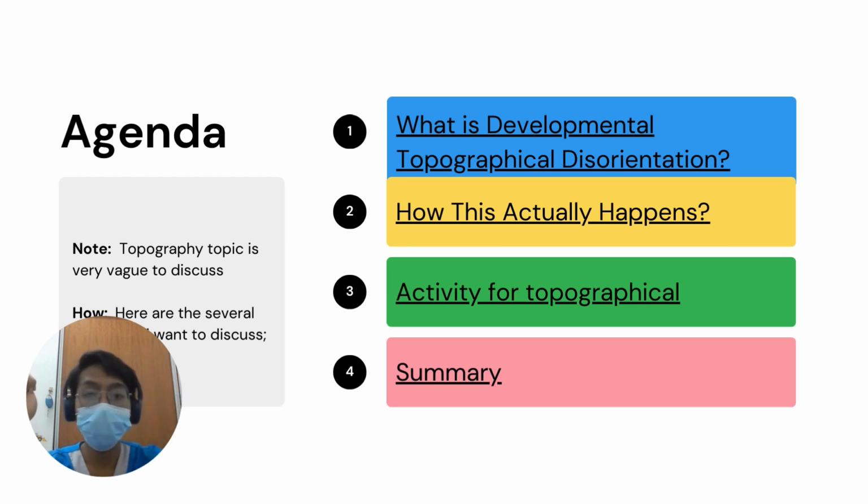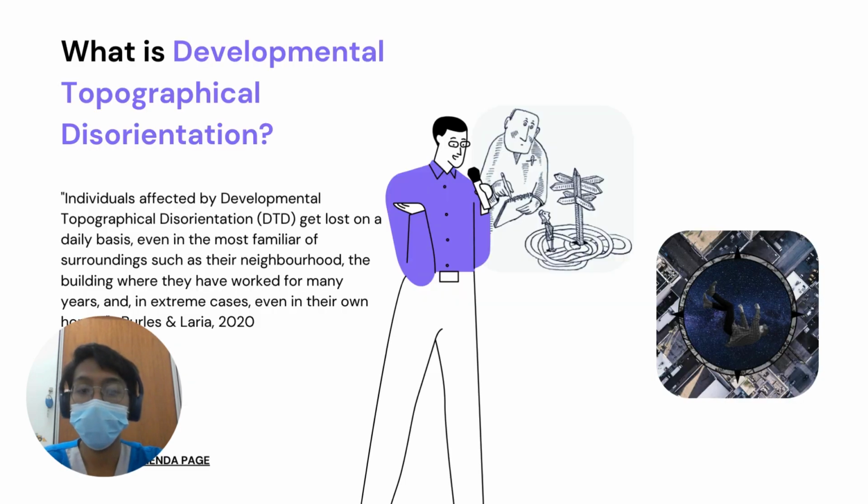And here are the several things I want to discuss. The first one is what is actually developmental topographical disorientation. Number two is how this actually happens. Number three, activity for topographical orientation. And number four is summary. So let's start with the first one.